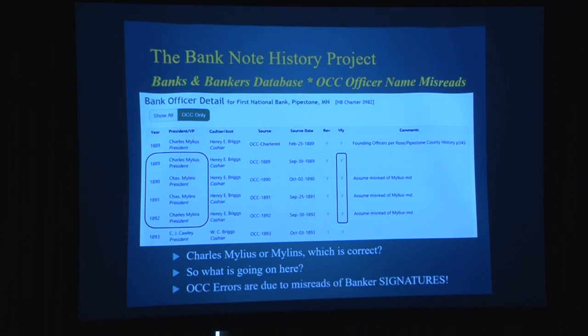my theory is these OCC entries are due to misreads of bankers' signatures. If you look at Milius versus Millins, if they're reading from the banker's signature, it'd be very easy to mix up whether it's Milius or Millins. So that's my theory on why you're getting these misspellings in the OCC reports. And by the way, there are a lot of misspellings like this, so you'll see them quite often.